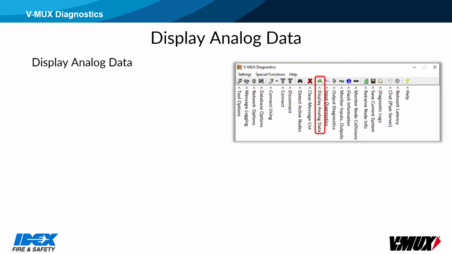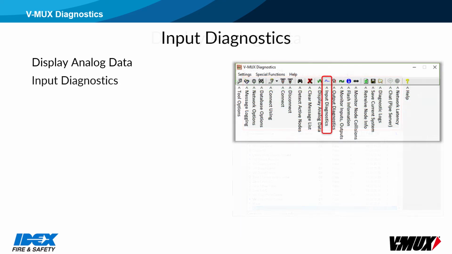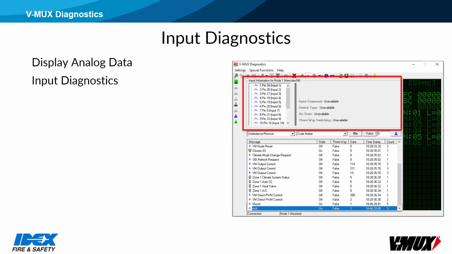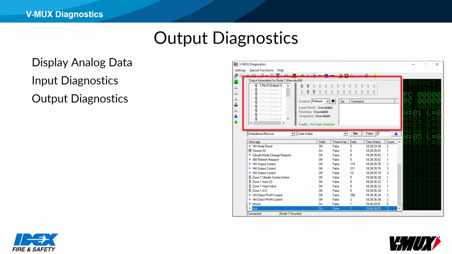Display Analog Data is used to set the upper window to show analog messages again. Input Diagnostics is used to view the input information of a mounted node in the upper window. Output Diagnostics is used to view the node outputs. Only input and output pins will be shown until program information is retrieved from the node.